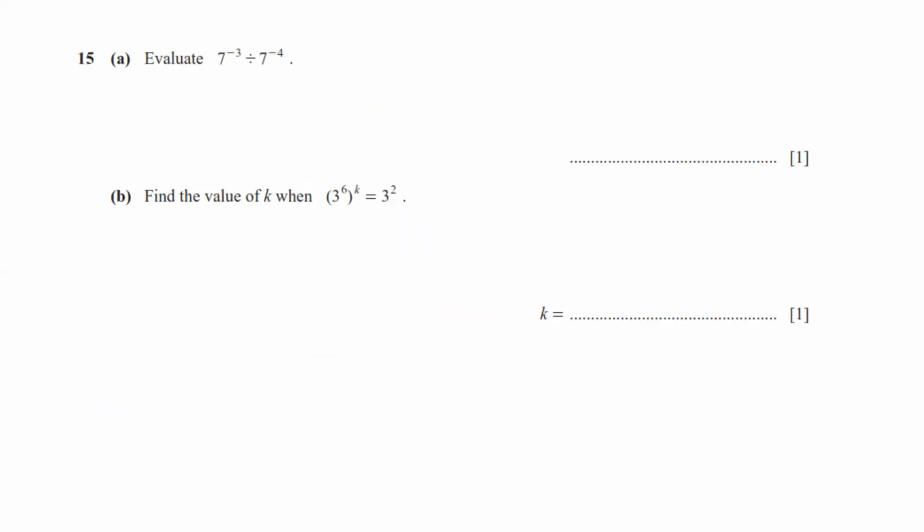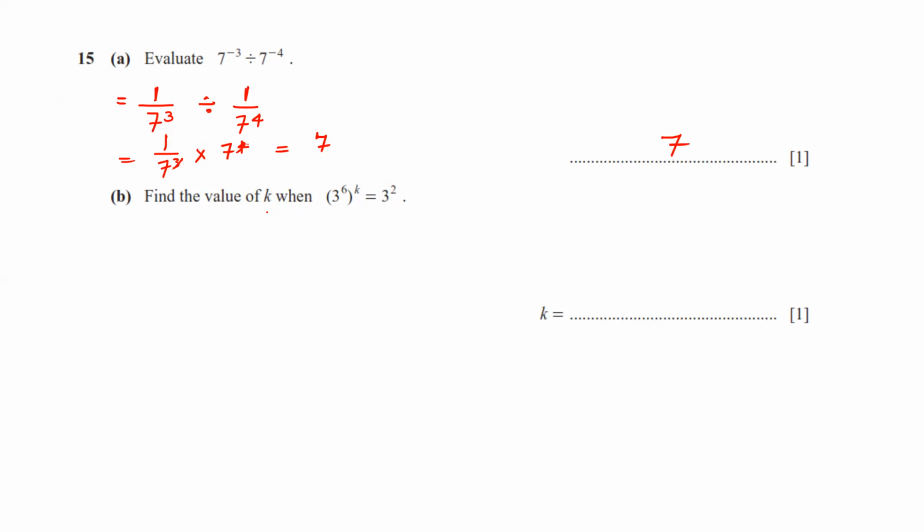Then question number 15, it says evaluate 7 power minus 3 divided by 7 power minus 4. So 7 power minus 3, I can write as 1 by 7 cube divided by 1 by 7 power 4. Remember an earlier question we did. Just make it a multiplication sign and flip this fraction. This becomes 7 power 4 over 7 power 3, so only 7 is left. So the answer will be 7.